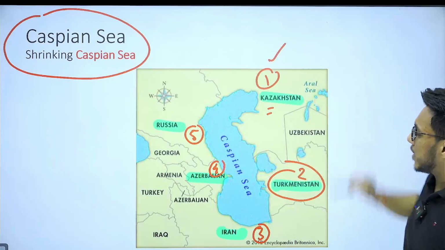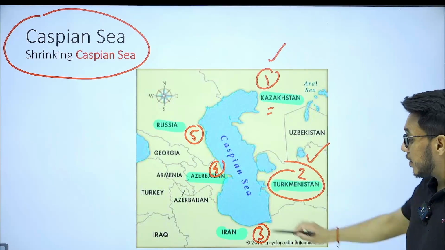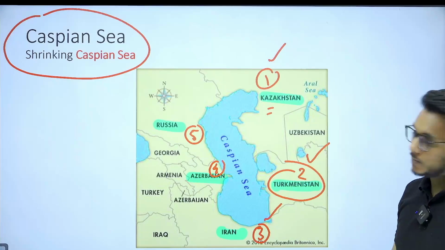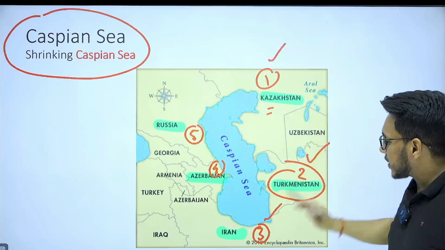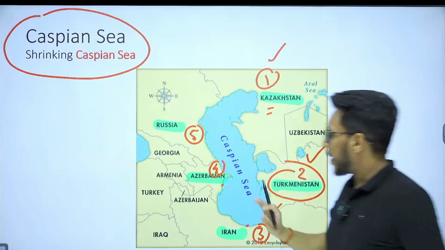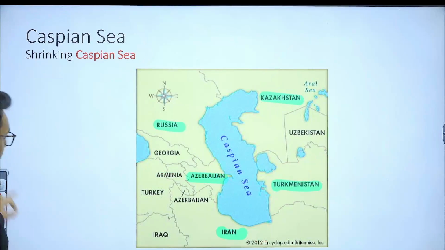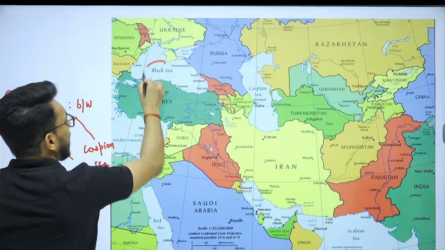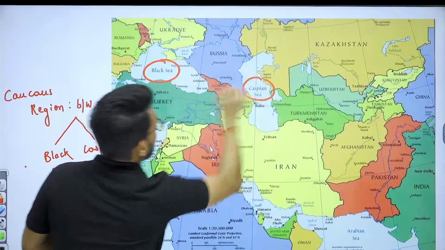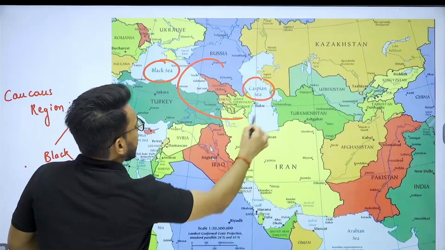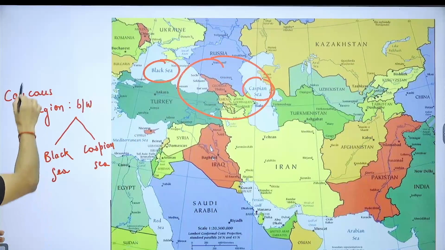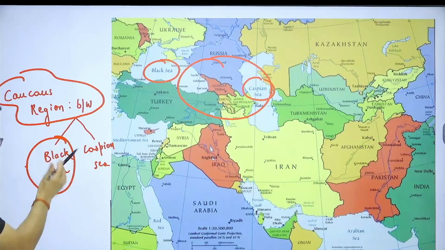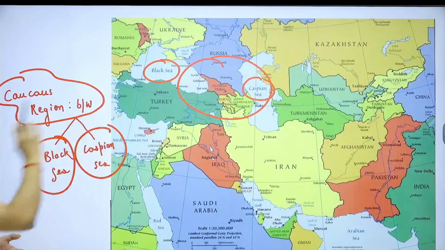Again: Kazakhstan, Turkmenistan, Iran, Azerbaijan, and Russia. Now, another important aspect. We have already discussed the Black Sea, and the last entry was the Caspian Sea. The area between the Black Sea and the Caspian Sea is called the Caucasus region. So the Caucasus region is between the Black Sea in the west and the Caspian Sea in the east.